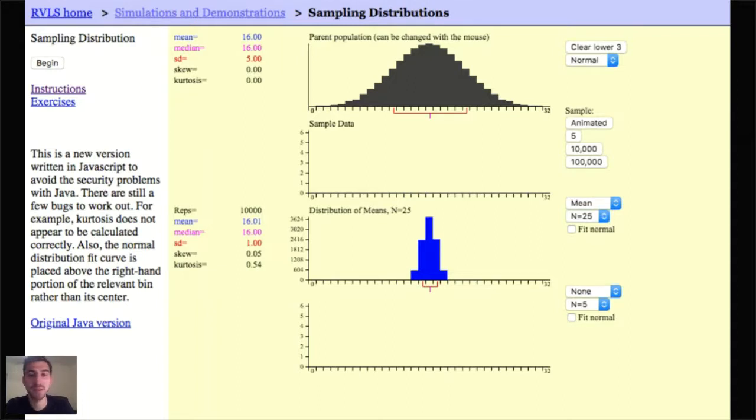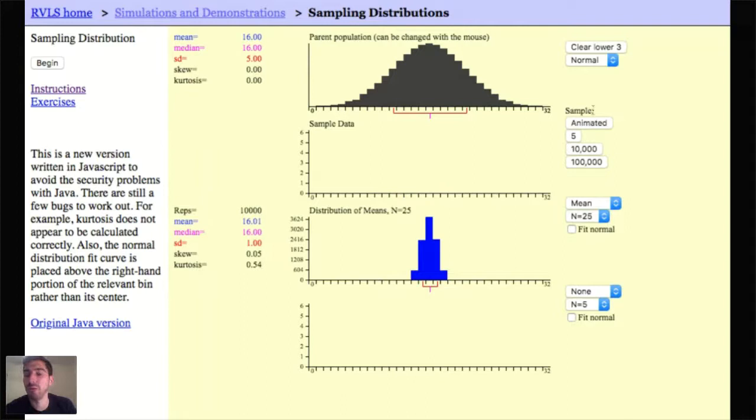Very interesting. So anytime the original parent population was normal, it looked like the sampling distribution of X bars also ended up normal, no matter what the sample size was. But as sample size went up, the standard deviation of the sampling distribution went down. It was always lower than the original population standard deviation.